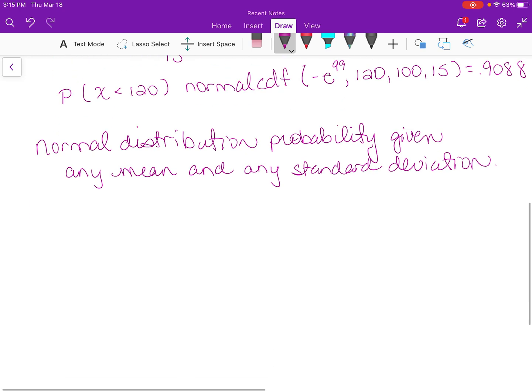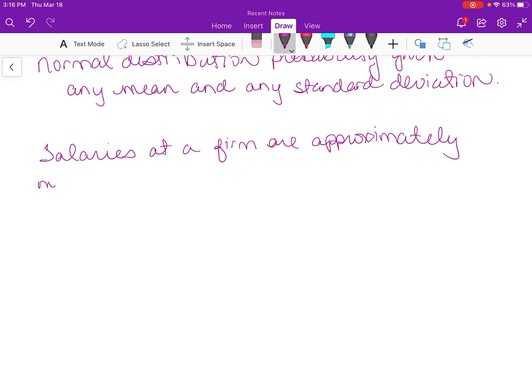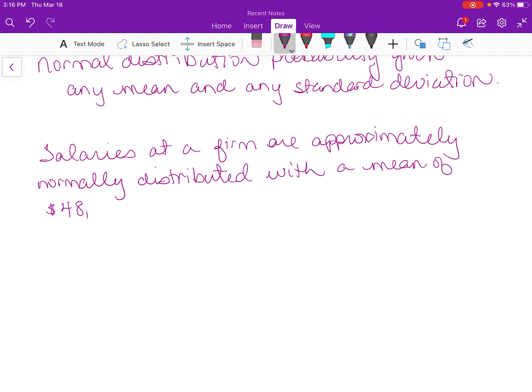So if I want to look at another example, let's say salaries at a firm are approximately normally distributed with a mean of 48,000 and a standard deviation of 12,000.